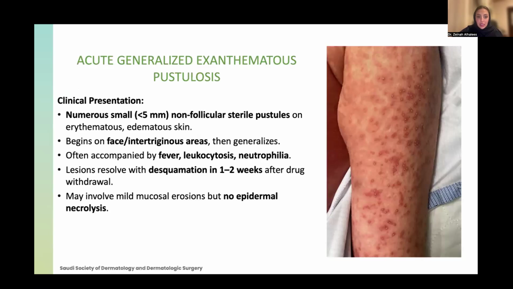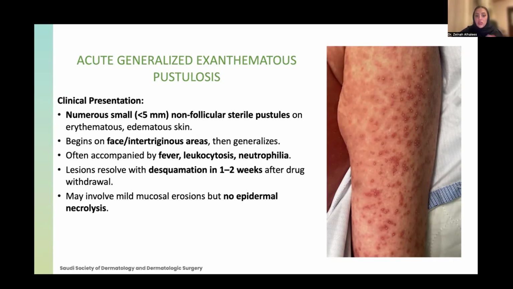So what happens clinically? You have these numerous, small, so less than 5 millimeter, non-follicular sterile pustules, usually on an erythematous base, as you can see over here. It begins on the face and intertriginous areas. So these are the common places, and then it tends to generalize, and it's often accompanied with systemic symptoms. So far it really resembles psoriasis. So fever, leukocytosis, and neutropenia.